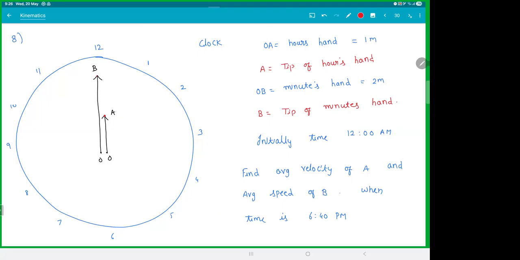So we have a clock here, 1 meter and 2 meter, A and B points. You can see A and B simply go in circles. Find the average velocity of A and average speed of B when the time is 6:40 p.m. Question is clear? I'm sure you must have seen a clock multiple times.